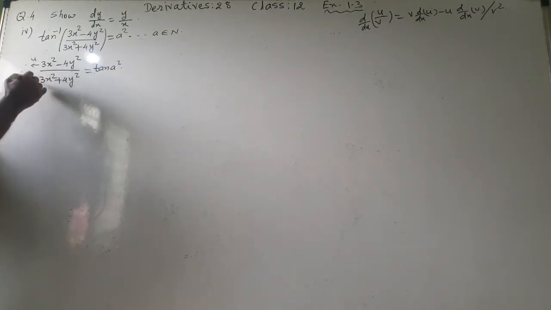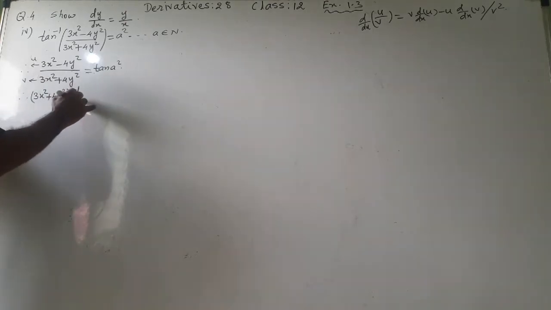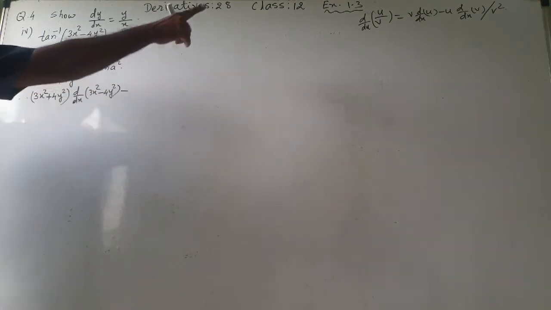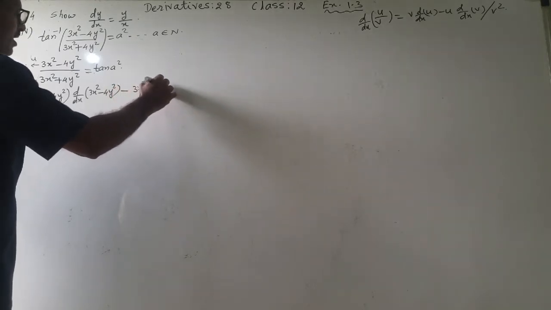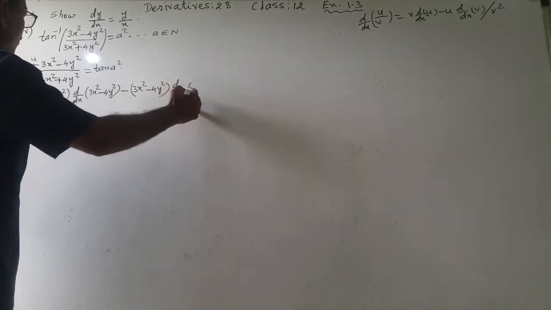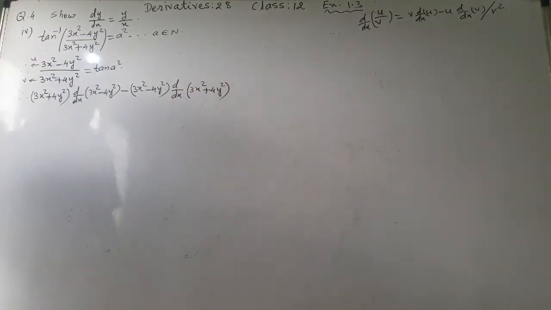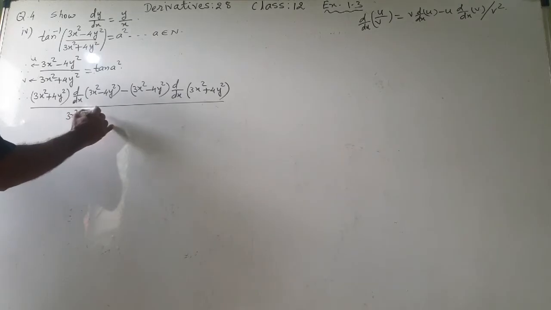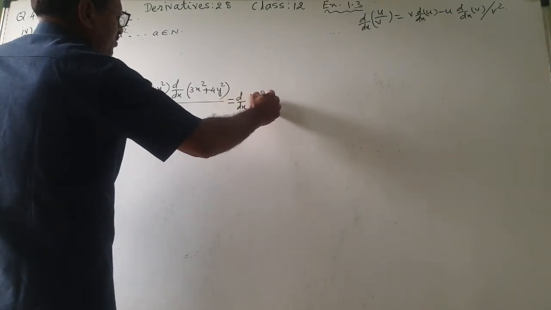This part is u and this part is v. So this v, meaning 3x square plus 4y square, I am keeping as it is, into the derivative of u, meaning derivative of 3x square minus 4y square, minus u into, this I will keep as it is, 3x square minus 4y square, and d by dx of v, which is 3x square plus 4y square, upon v square, meaning 3x square plus 4y square, its square, and that is equal to d by dx of tan of a square. This is the step.